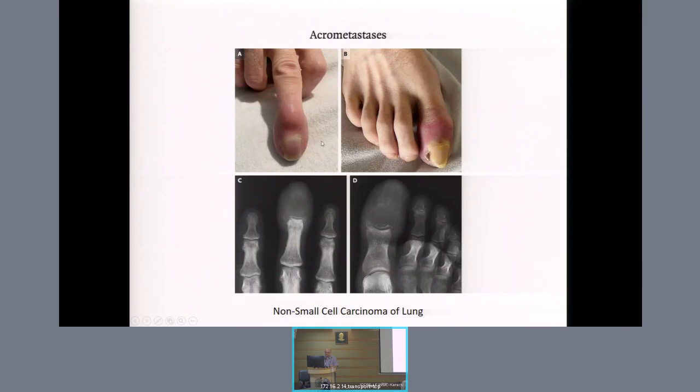These two figures, this is the middle finger and this is the toe. The differential diagnosis includes arthritis. Initially we can think that it is arthritis. In this case, an X-ray was done and you can see there is no bone in the terminal phalanx. In the toe there was no bone, all destroyed. So this was a metastasis from lung cancer. It was a non-small cell type of lung cancer.